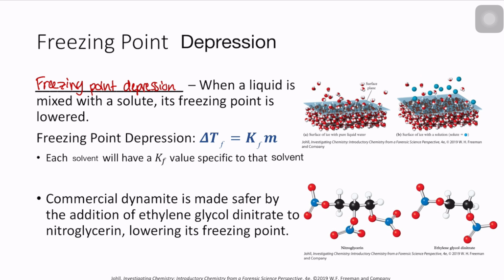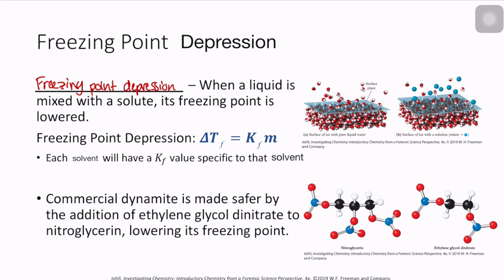This is why salt is a lot of times added to sidewalks or roads, because it will lower the freezing point of the water. And what it looks like to us is that water or ice will melt. We can also calculate the freezing point depression by using the equation delta TF is equal to Kf times molality. So this looks very similar to the boiling point elevation mathematical equation. Every solvent will have a Kf value that is specific to that solvent.